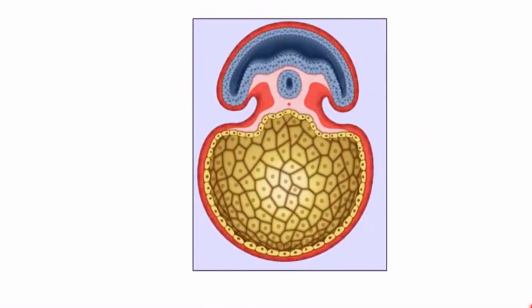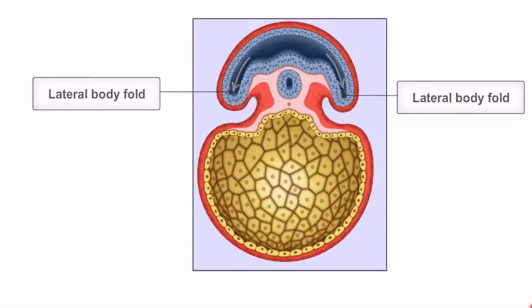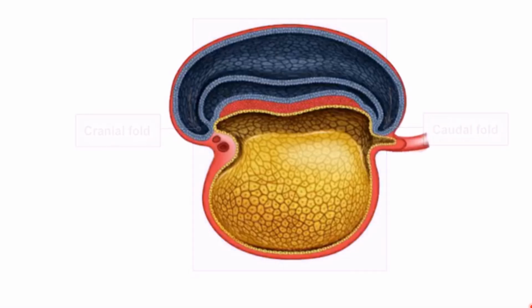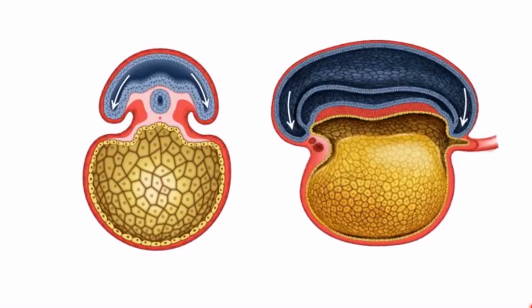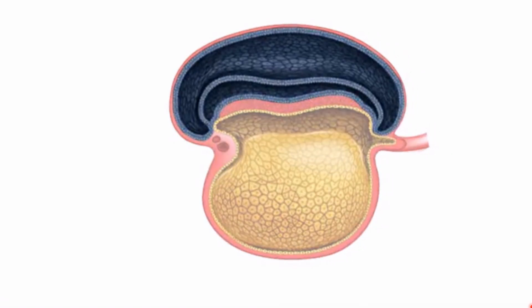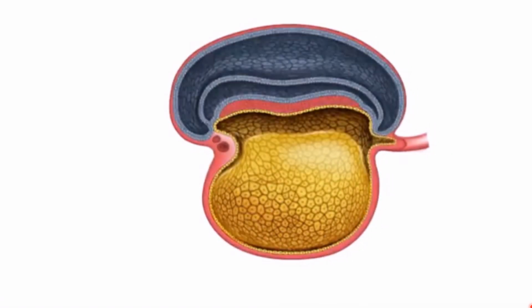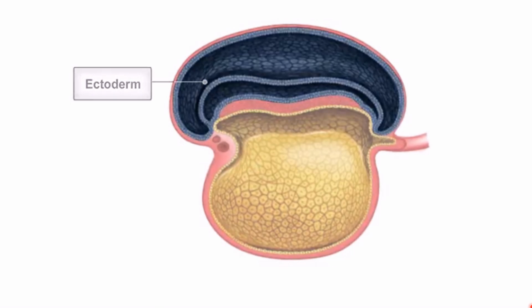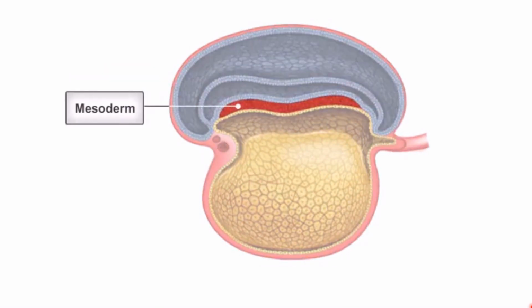Folding of the embryo in the horizontal plane results in the development of 2 lateral body folds. Folding in the median plane results in the development of the cranial and caudal folds. Folding in both of these planes takes place simultaneously, resulting in the rapid development of the embryo. The cylinder consists of 3 layers derived from the trilaminar embryonic disc. These are the endoderm, the innermost layer, the ectoderm, the outermost layer, and the mesoderm, located in between.